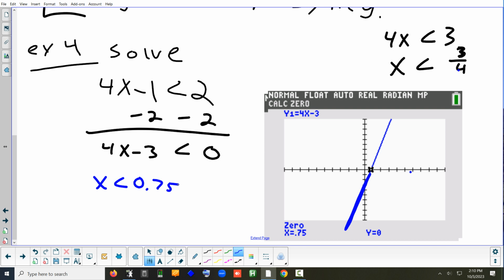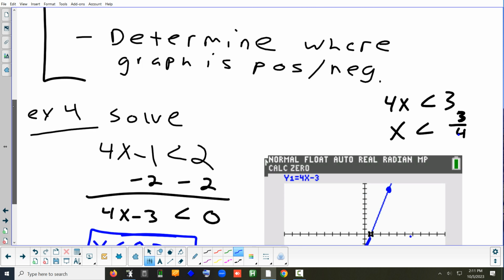If you pick values that are bigger than 0.75, like if you pick x is 2, when x is 2, you're way up there. You're not less than 0. You're up at like 9 or something. It goes up pretty high. If you pick x values that are less than this, you're going to end up way down there, and that's definitely less than 0. So that's one way that you can find or solve an inequality on the calculator. Any questions on that method?